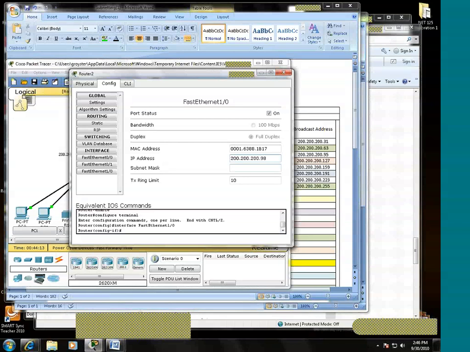Right subnet mask. Now, how many host addresses are available on each network? There's 5 bits available, right? 5 host bits. So we do 2 to the 5th power, which gives us 32 minus 2 because we can't use the network and broadcast. So 30 host addresses, right?